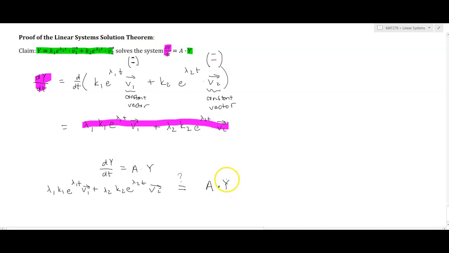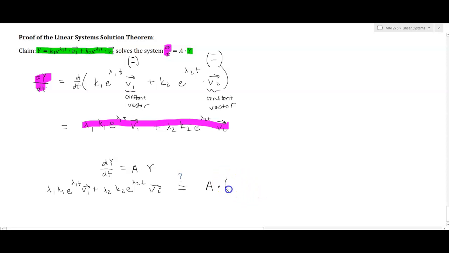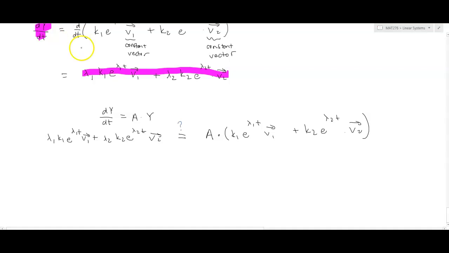Okay, well, what does y contain in it? It contains the piece that's shaded in green, so I'm going to replace that with its expansion. So that's going to be A times k1 e to the lambda 1 t v1 plus k2 e to the lambda 2 t times v2. It's hard to see that these two sides are equal to each other because I have an A matrix here, but I don't have an A matrix on this other side. So what's the significance of these being eigenvalues and eigenvectors?